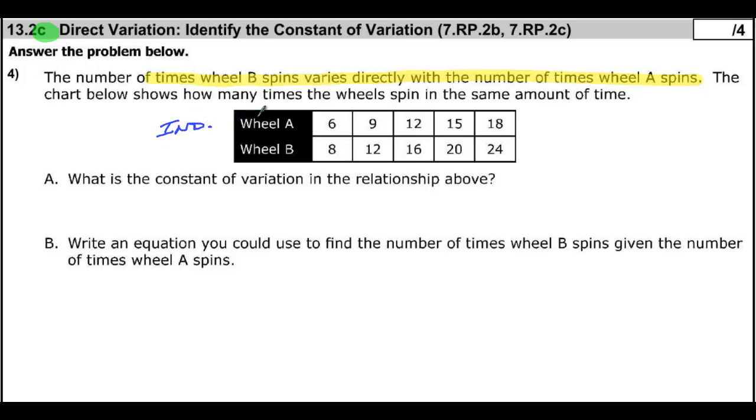That's the one that just spins along, spins along, spins along. Wheel B is the dependent variable. How often wheel B spins varies directly or depends on the number of times wheel A spins. Our relationship for constant of variation is we take the dependent amount and we divide it by the independent amount. And that will give us the constant of variation.